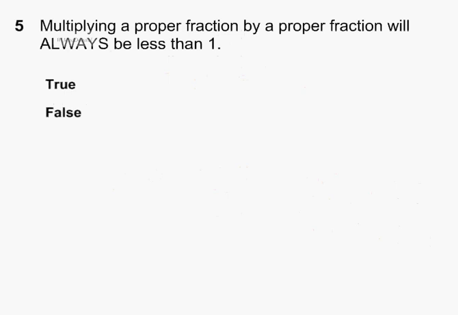Multiplying a proper fraction by a proper fraction will always be less than 1. Is this true? Well, a proper fraction is any fraction where the numerator is smaller than the denominator. And if I multiply that by any other fraction, let's say a half, I will always have something less than 1. This is true. And watch what I mean.